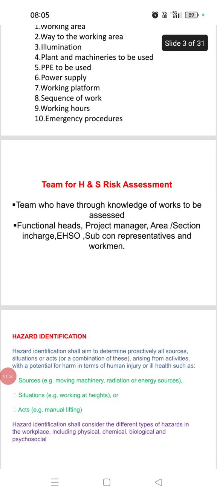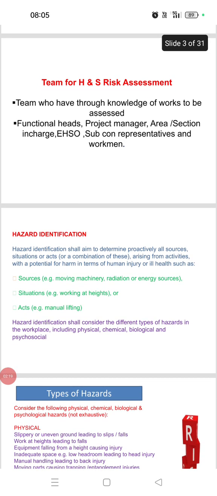So who all will be involved in preparing the health and safety risk assessment? HIRA will be prepared not only by the safety officer, it is teamwork: functional heads, construction manager, site engineer, site supervisor, then workmen, contract employees, and also environmental health and safety officers.